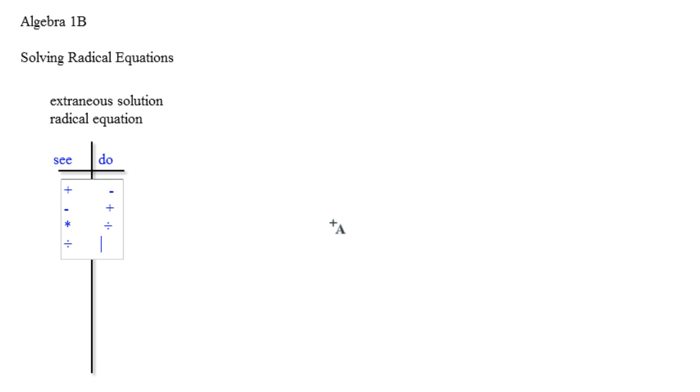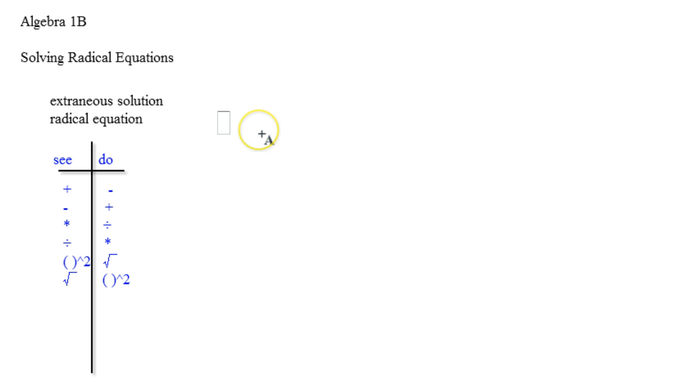And if you see division, you're going to do multiplication. Okay, so some pretty simple stuff. Now we've also learned if you see squaring something, you are going to square root it. Now today we're going to learn what happens when you see a square root. You're going to square both sides.